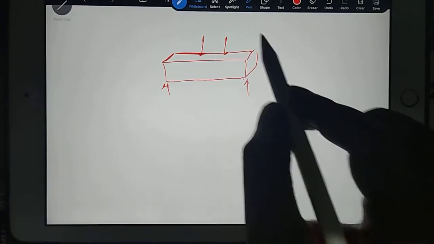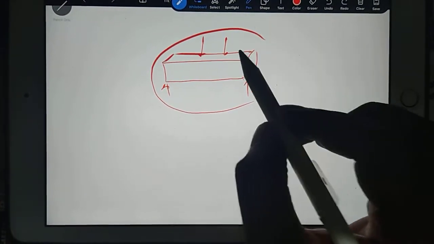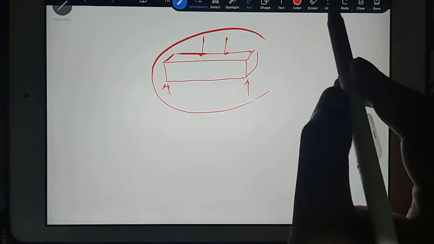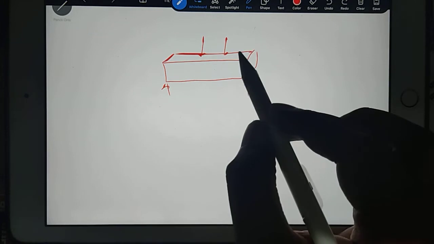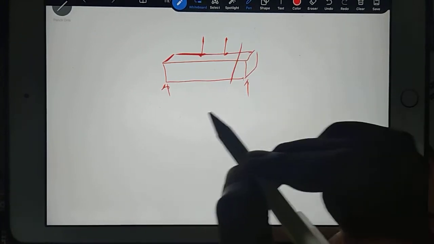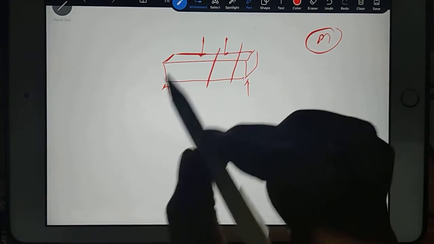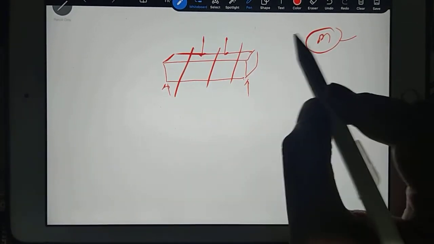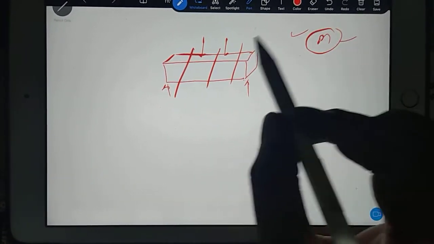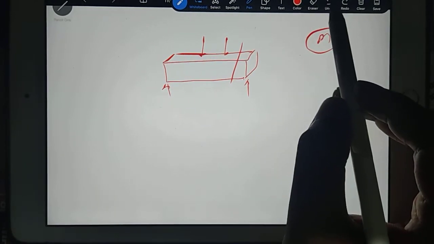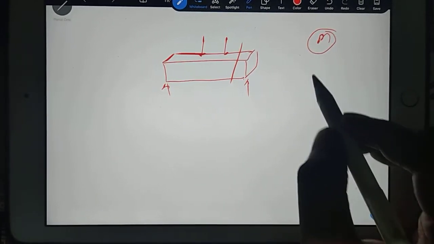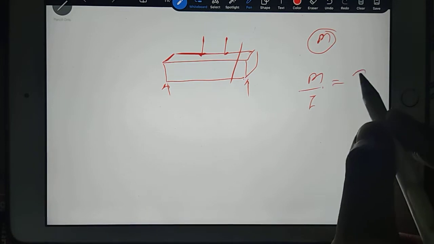So because of this, at every point you will be having different types of stress, like bending. At this section, different bending moment; at a different section, a different bending moment. So you have to find out what the bending moment will be at point A. That bending moment you will substitute in the formula, may I show you, right?